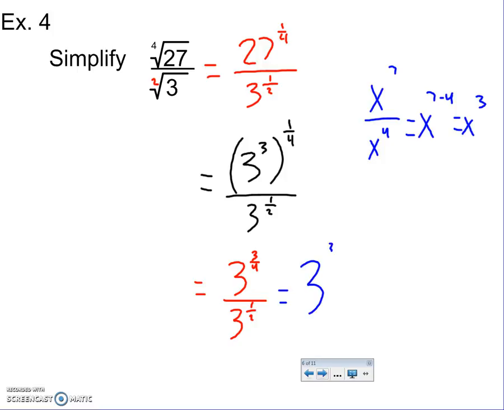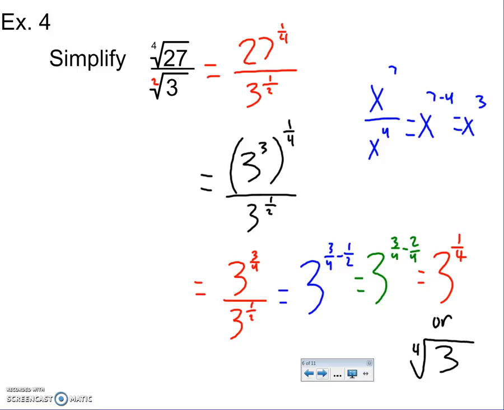3 to the 3/4 minus 1/2. Well, I got to fix 1/2. 1/2, hopefully y'all know how to switch that, is really 2/4. Because 2 divided by 4 is the same thing as 1 over 2. And when I subtract, I get 3 to the 1/4. That is my answer in exponential form. If you don't like that, if you want to use the other form, you can say that's the 4th root of 3. That or that.